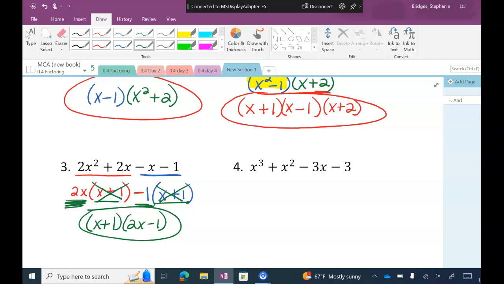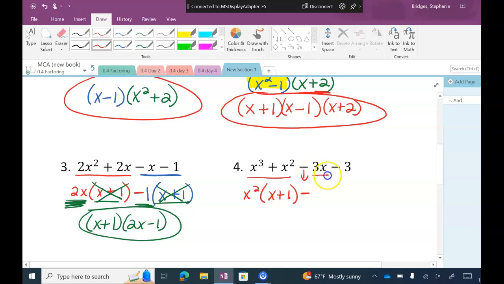What do the first two terms have in common? X squared. And if I divide each one of those by x squared, I'm left with, okay. And then remember, bring down that minus sign. And when we do that, the number that we're pulling out is a negative.